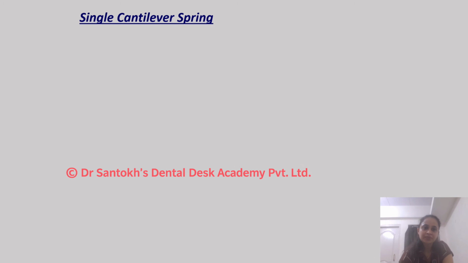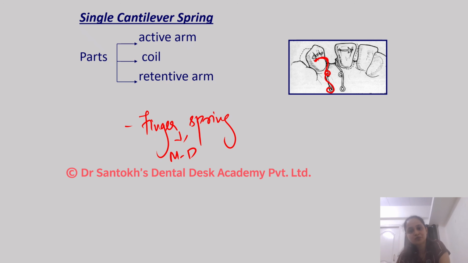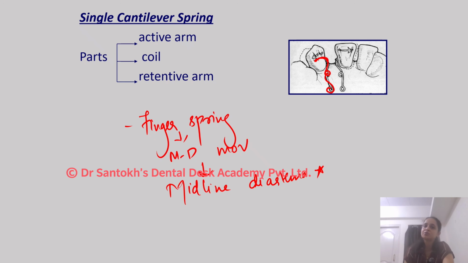Okay, now we will see various springs. So first is a single cantilever spring, also known as your finger spring. You can see the parts. This is the active part which is encircling the tooth. This is a coil and this is a retentive arm. So what is the purpose of the finger spring? It is used for mesiodistal movement of the teeth. So it can be used to close the midline diastema. Just remember this diagram. So this is also known as single cantilever spring.